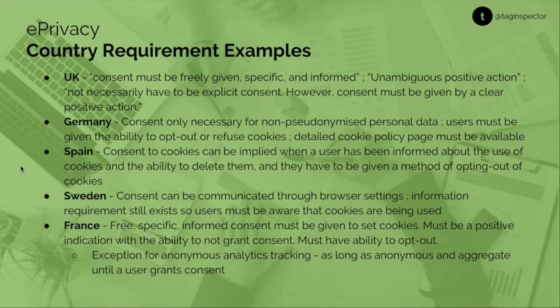So I've listed out 5 different examples that we'll just quickly touch on, just so you can see the breadth and the variability from one country to another. Within the UK, consent must be freely given, specific, and informed. It must be an unambiguous positive action, but it is explicitly stated that it does not necessarily have to be explicit consent. As long as it is an affirmative positive action that the user is made aware of, that when they take that action, it is going to result in placement of cookies.